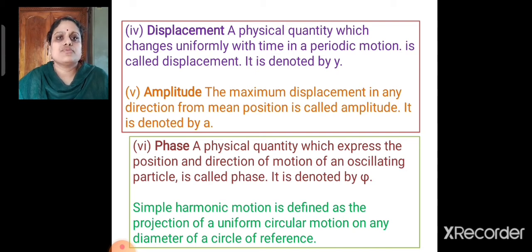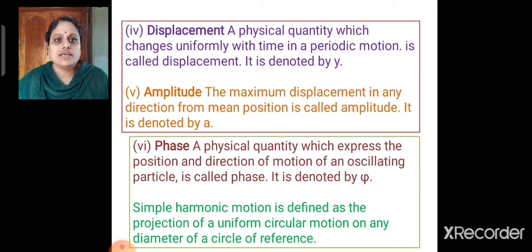Displacement is a physical quantity which changes uniformly with time in a periodic motion. It is denoted by y. Amplitude is the maximum displacement from the mean position. It is denoted by A. Phase is a physical quantity which expresses the position and direction of motion of an oscillating particle. It is denoted by the symbol phi.